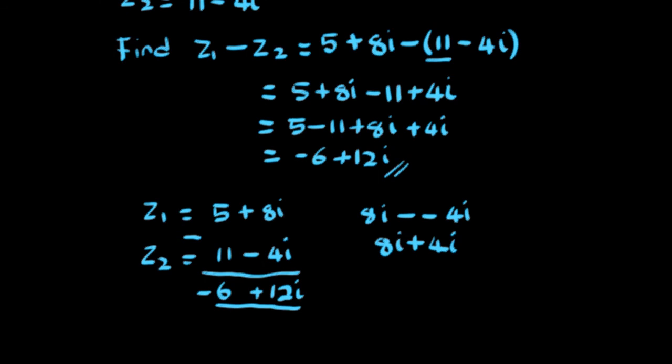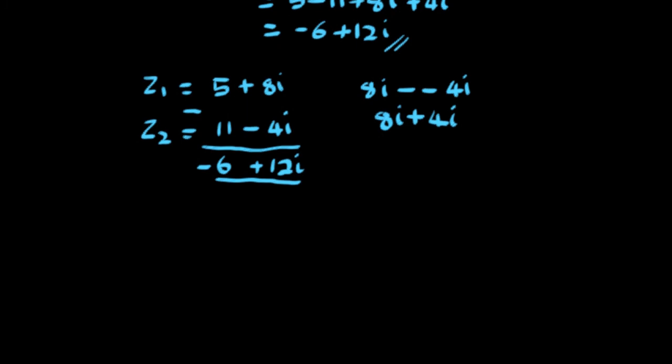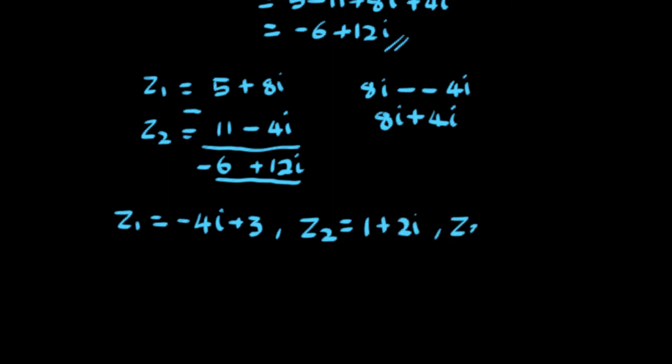Now let's take one more question. Moving the page down, suppose we are given z1 equal to minus 4i plus 3, z2 equal to 1 plus 2i, and z3 equal to 3 plus i, and we are told to find z3 minus z1 plus z2.